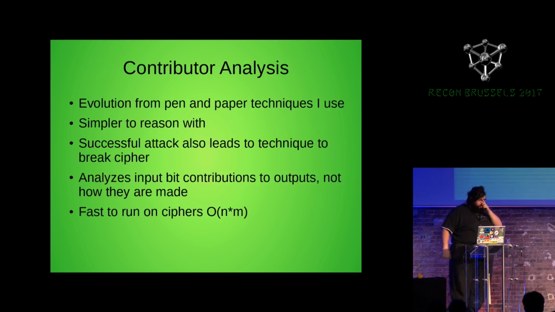So instead, with contribution analysis, we have something that is simpler to reason with. I think that everybody here can understand the concept of, okay, we have some inputs, we have some outputs, and we are going to see how these inputs affect the outputs. It's also successful if we have a really broken cipher. And we don't care about how the contributions are made. We don't care if it's an AND, if it's an XOR. We just care about this input bit is affecting in some way this output bit. And because of that, it's really fast to run, because we only need to run the cipher, and we will only need to do M operations, where M is the number of bits that the input of the cipher has.